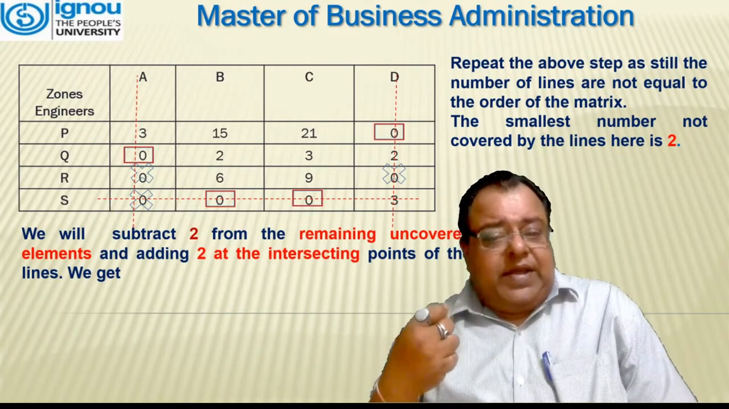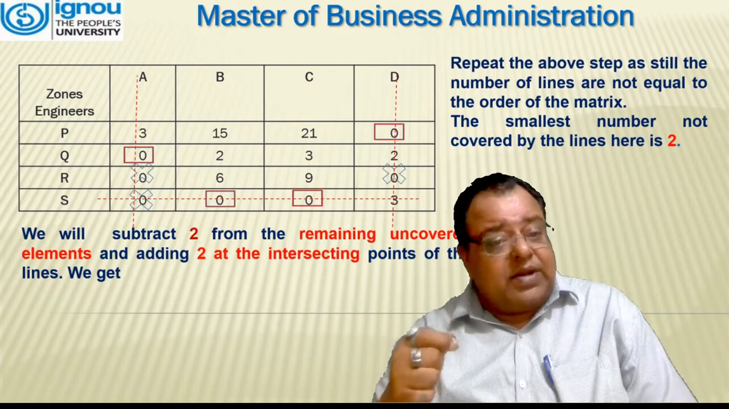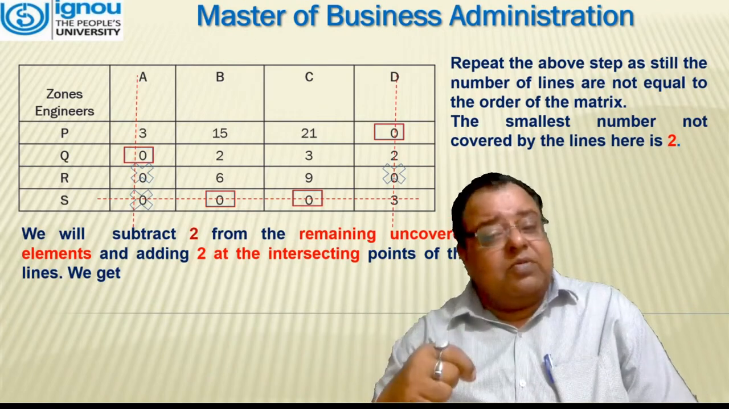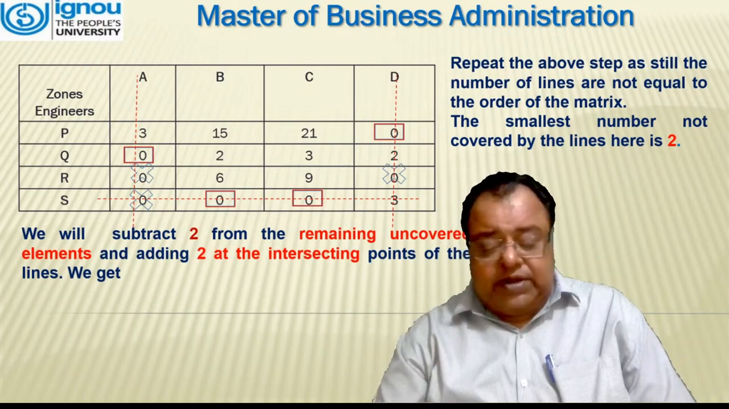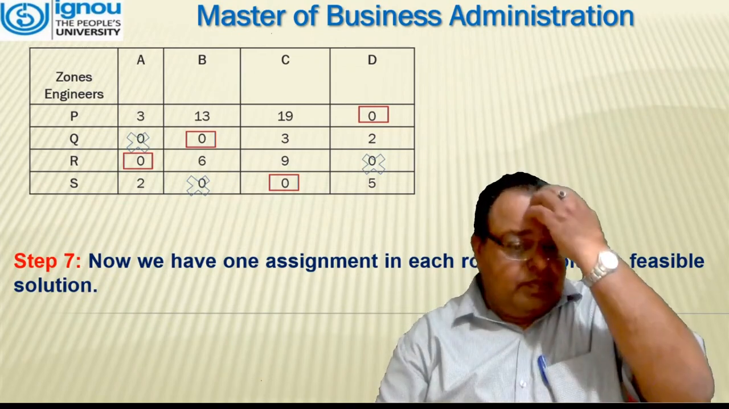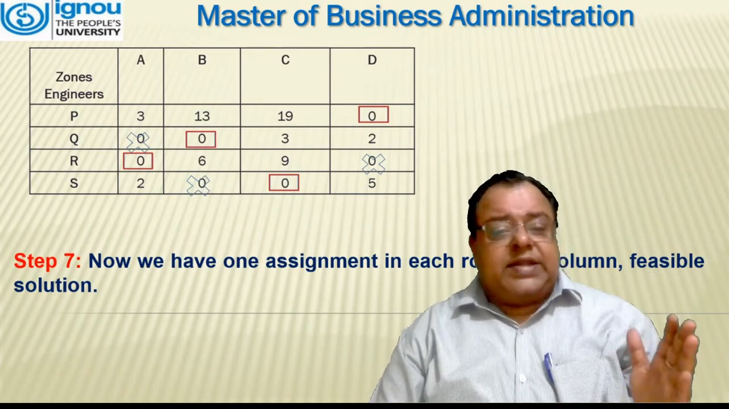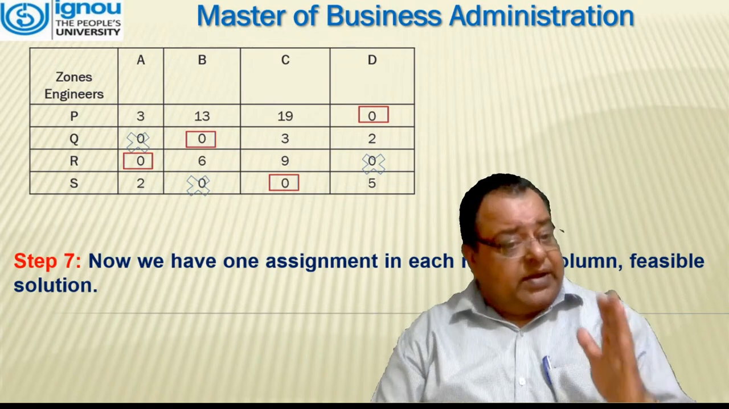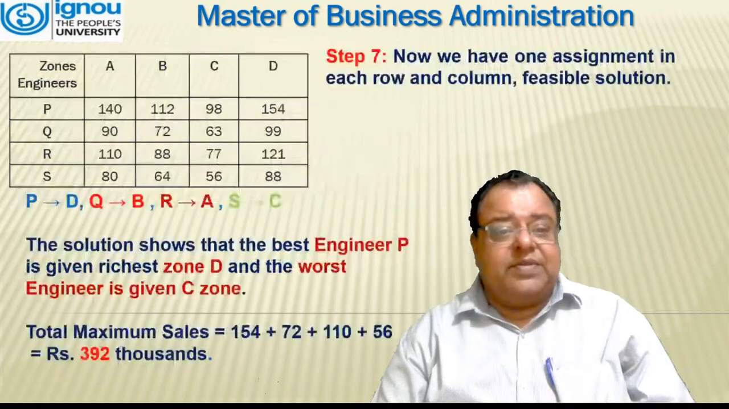Again, we see that we have 3 lines and we should have 4. Again, that step is repeated, which is the smallest number from the uncovered areas, that is 2. So we will be subtracting 2 from the remaining elements and we will be adding 2 to the intersecting points. Now we get this matrix. Now we can see that a single assignment is there in each row and in each column, which means that this is the feasible solution.